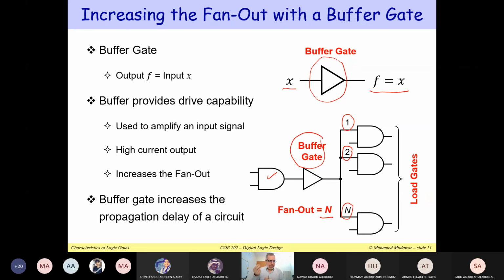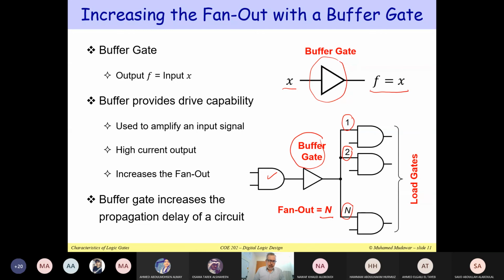The main reason is to have a high current output and to increase the fan out. The only problem with this buffer gate is that we are introducing an extra gate in the circuit, which is going to increase the propagation delay of the circuit, because this buffer gate itself has a delay, and therefore the delay will be increased from the input to the output. So the propagation delay is going to increase. It will also increase the level, right? Yes, exactly. So we're actually adding an extra level.